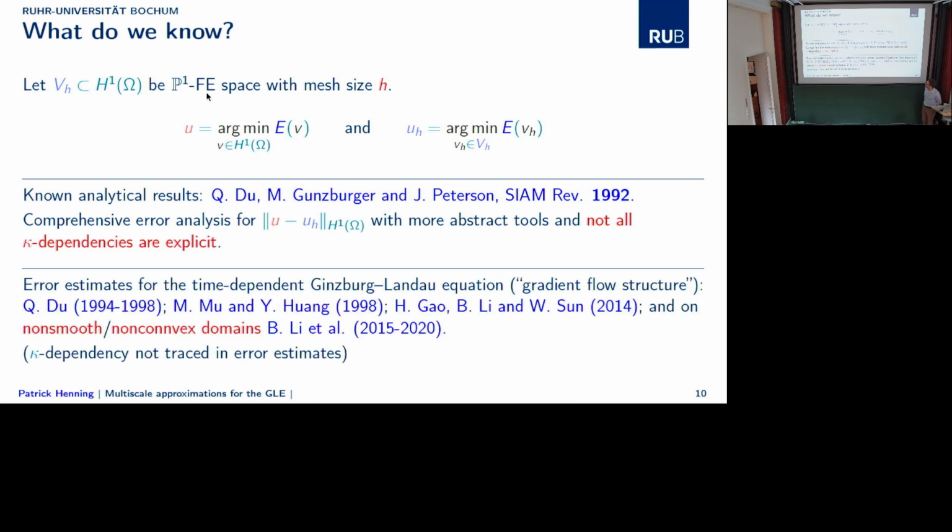And I also should mention that there are lots of works which investigate this question for the time-dependent Ginzburg-Landau equation. You can think of it as the corresponding gradient flow to your energy minimization problem. It's not entirely true, but essentially that's a valid simplification. And again, there's lots of analysis done, but nothing that tries to trace this kappa. So how kappa affects the convergence was not investigated.